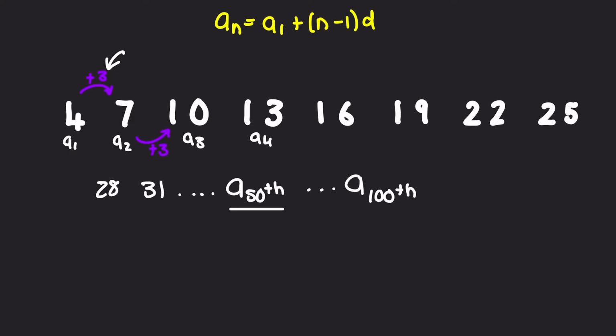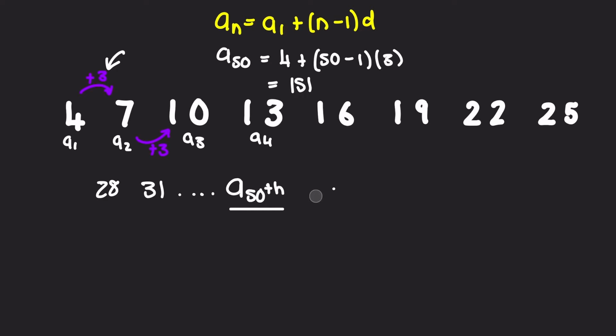Right? So if we wanted to find our 50th term, I would say that a_50 is equal to 4, our first term, plus (50 minus 1) times d, our difference in this case is 3. Right, which would then equal 151. That's pretty cool, right?